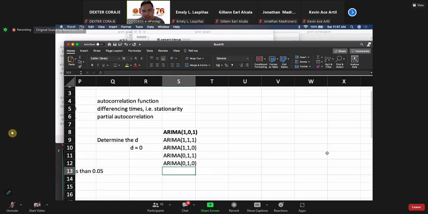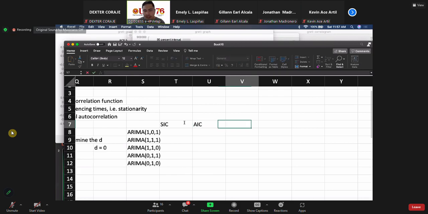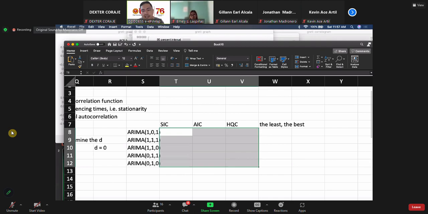Of all the possible ARIMA models, you're going to report the goodness of fit of this by reporting the values of the Schwarz information criterion, Akaike information criterion, and the Hannan-Quinn criterion. So kung asa ang pinakagamay nga values nila, then that means that would be the possible ARIMA model that basically explains your series. So you're going to report, ang rule of thumb ani is the least, the best. The least values of this one, that means the best.